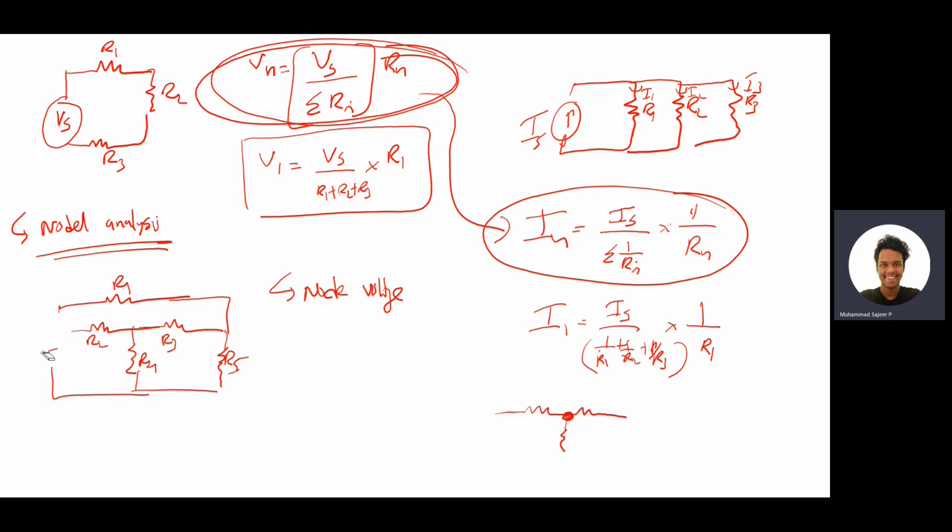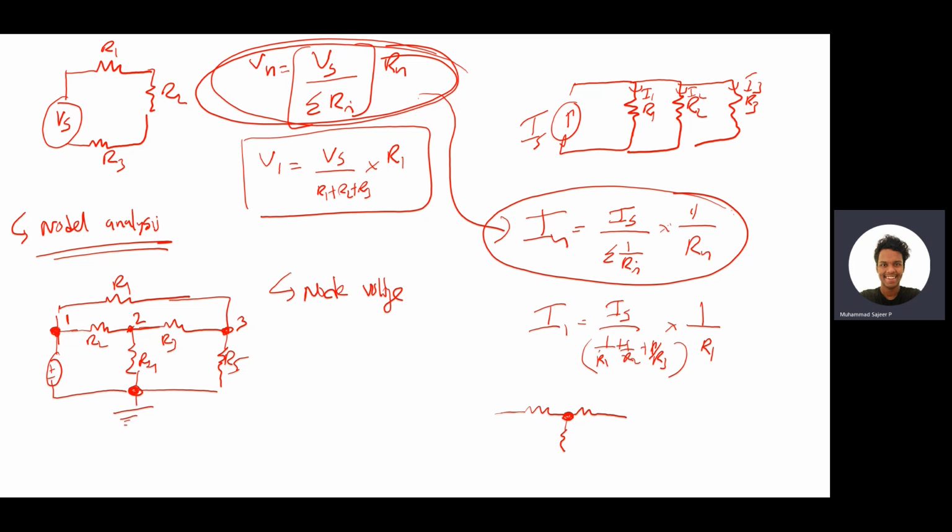Here I will just redraw it. So if you look here, this is a voltage source. This is a node, I will call it 1. This is a node, we can call it 2. This is a node, we can call it 3. So what we do is apply the Kirchhoff current law at each node, and from there we will get the values. For this node, I will just take it as ground. So that's the thing.